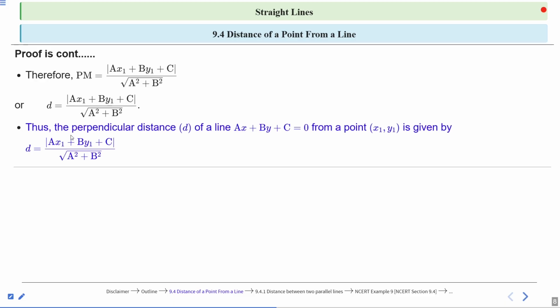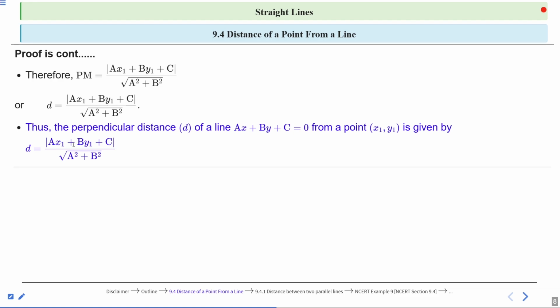Thus, the perpendicular distance d of a line Ax plus By plus C equal to 0 from a point (x1, y1) is given by small d, which is equal to modulus of Ax1 plus By1 plus C divided over square root of A square plus B square. So note this formula. This is the formula for the distance of a point from a line.